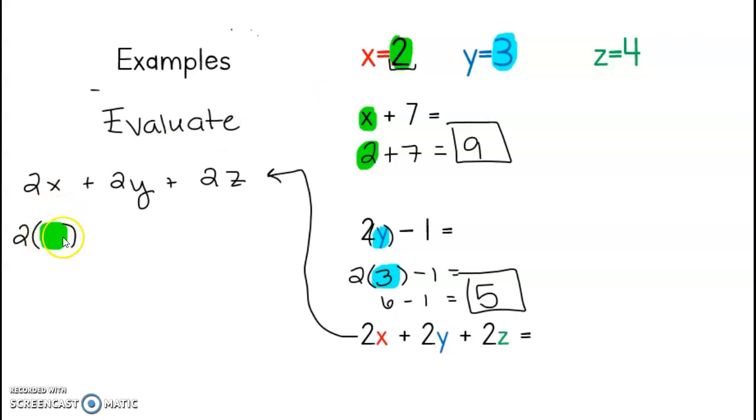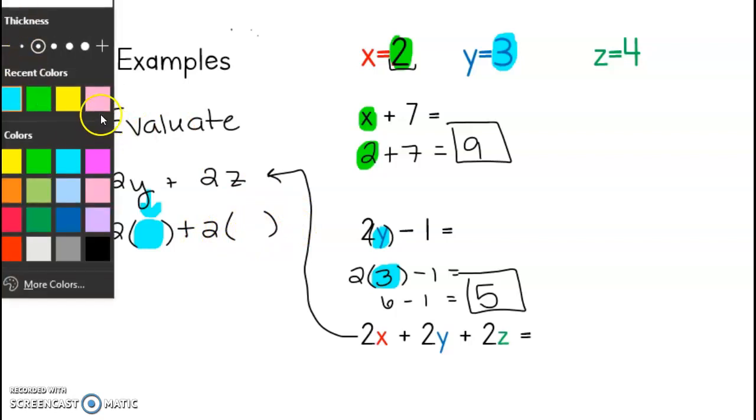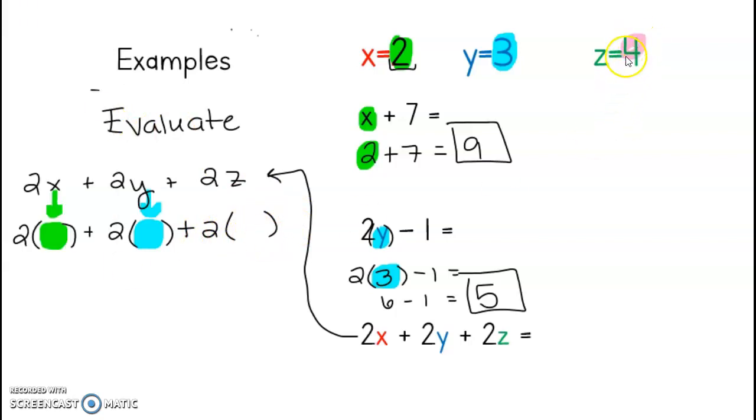So I'm going to put a 2 in here. Plus 2 times whatever y is, which I think we determined y was 3. So I'm going to put a 3 in that place. Plus 2 times whatever z is. And this is the first time we're using z. And z is 4. So I'm going to put a 4 in this place.